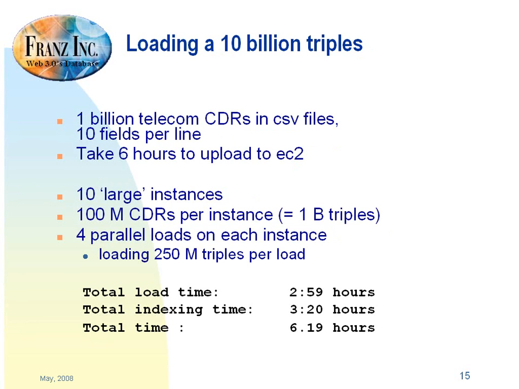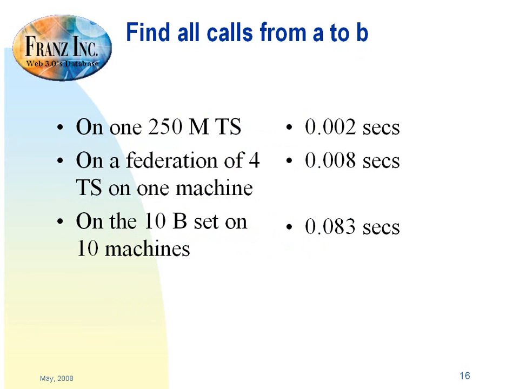Now, of course, if you take just enough EC2 machines, you could even load 100 billion or a trillion triples. But what I always say now is it's not how many triples you can load, it's how fast I can get my triples back. That's far more important.